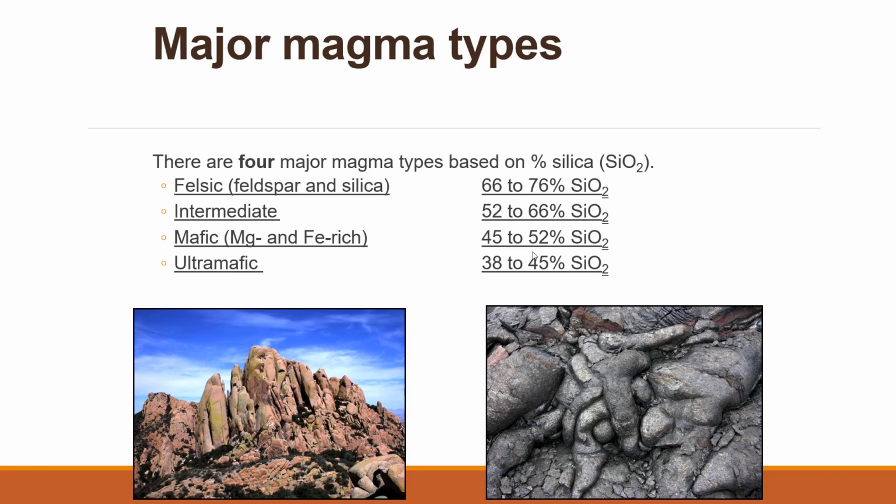To some extent, we can look at the colors of materials. Felsic materials tend to be light in color and light in density. Mafic materials tend to be dark in color and dark in density.